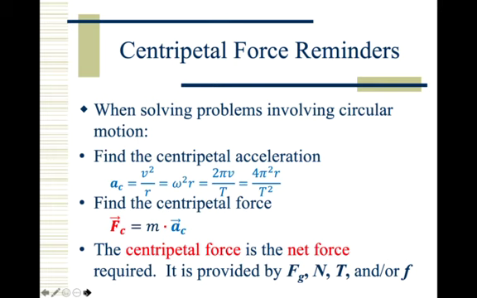Problem solving, what we're about to do here, is if you're solving problems with centripetal force or centripetal acceleration, first thing to do, find the centripetal acceleration using one of these four equations. Find the centripetal force by taking the mass times the centripetal acceleration. And then just remember the centripetal force is the net force required to keep it going in a circular path. So again, just remember that's the net force.